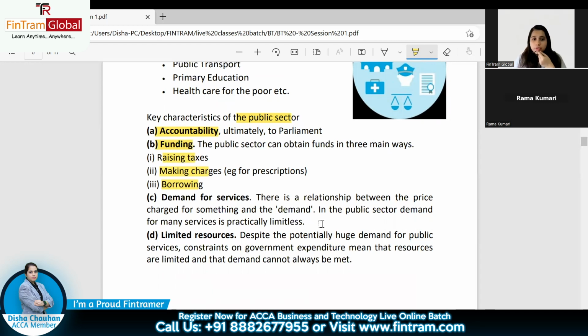Then the demand for services. There is a relationship between the price charged for something and demand. In the public sector, demand for many services, however, is practically limitless, because many of the things are subsidized or free. I mean, if I want to go and make a police complaint, I don't really have to pay someone something to register an FIR, right?